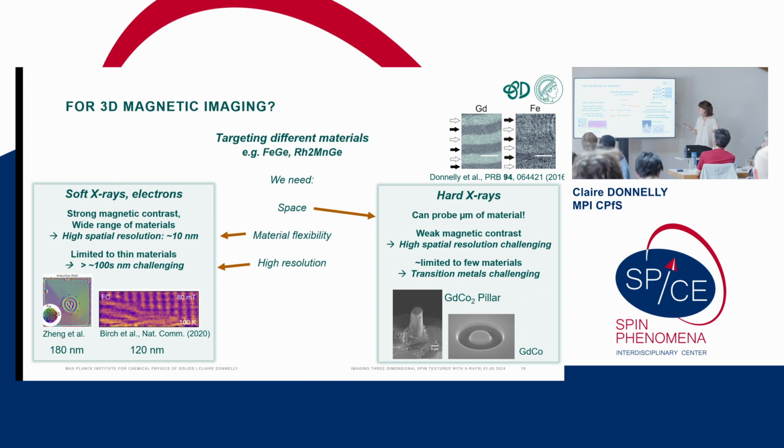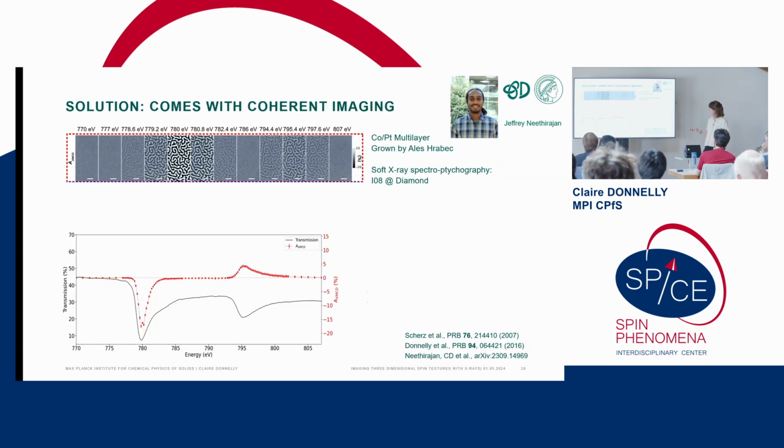And so the main challenge is, how do we combine all 3 of these capabilities in order to hopefully find and image these Hopfion textures? Well, the answer comes actually with coherent imaging techniques. And these coherent imaging techniques I'm not going to go into too much detail about, but the key thing is that we are able to recover the full complex transmission function of our sample.